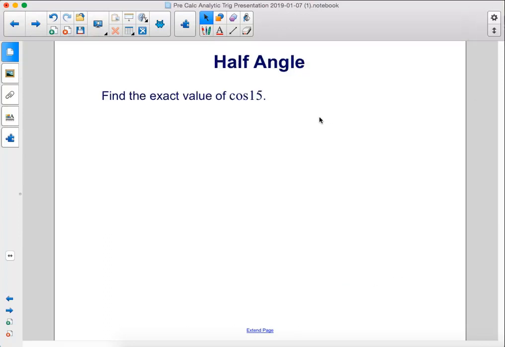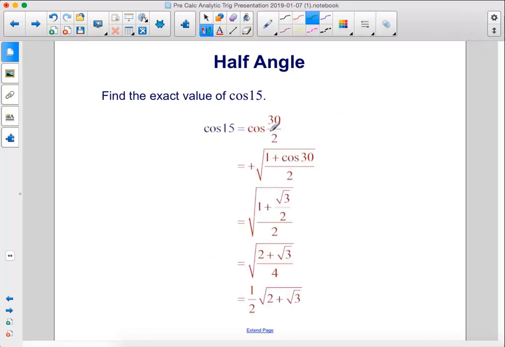Find the exact value of cosine 15. We can write cosine 15 as cosine of 30 over 2. Now we're in the first quadrant here, 15 degrees, so we can use the plus sign. And we have the square root of 1 plus cosine 30 over 2. The cosine of 30 degrees is the square root of 3 over 2. And so when you simplify, we get 1/2 times the square root of 2 plus the square root of 3.